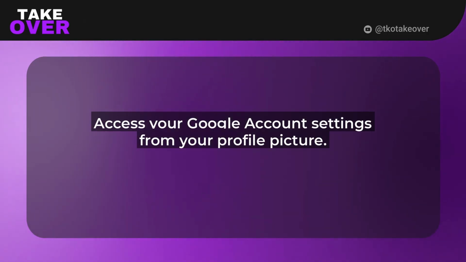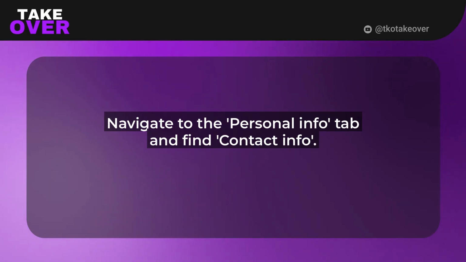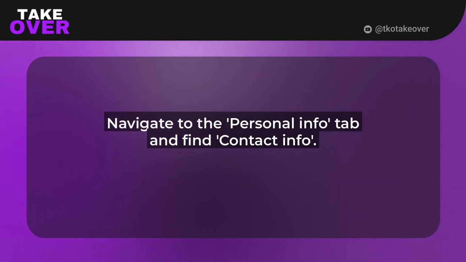Now, navigate to the Personal Info tab on the left sidebar. This is where all your account details are managed. Scroll down until you find the Contact Info section. Look for Recovery Email. That's the one we're focusing on. Click on it, and you'll see an option to edit.